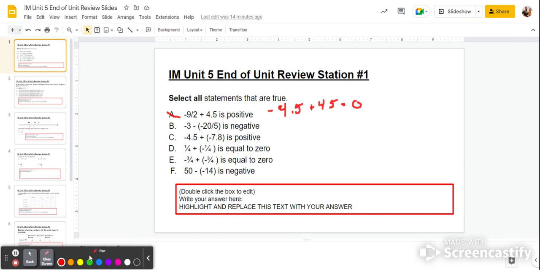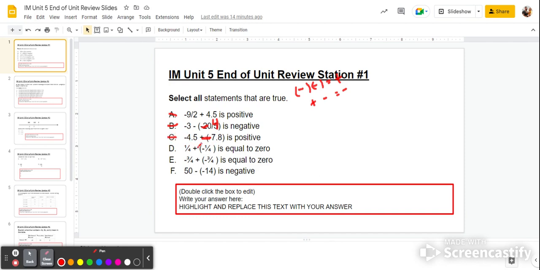B, sorry, I'm going to clear my selection here first. B, negative 3 plus negative 20 over 5. Negative 20 over 5 is the same as negative 4. Negative 3 minus negative 4, two negatives equal a positive. So is it negative? It is not. B doesn't work. Keep going. Negative 4.5 plus negative 7.8. A positive and a negative plus minus is equal to a negative. So this just becomes negative 4.5 minus 7.8, which is going to be a bigger negative. So C also is not true.